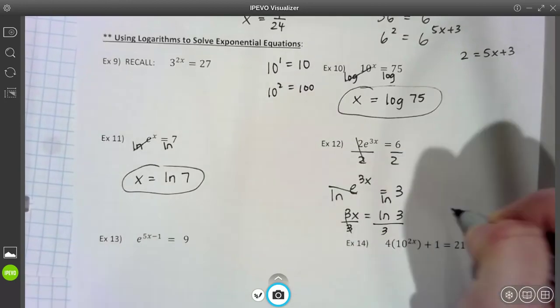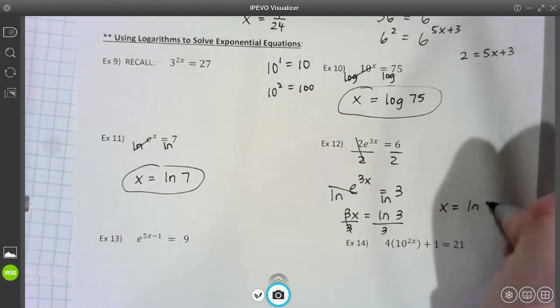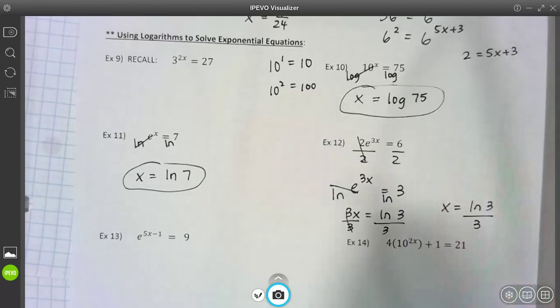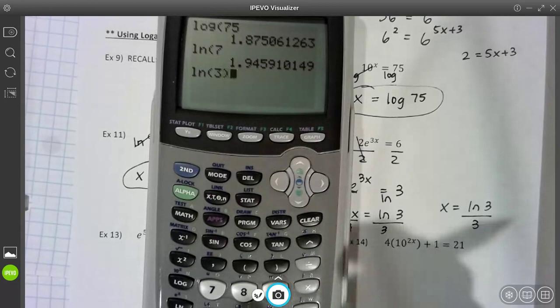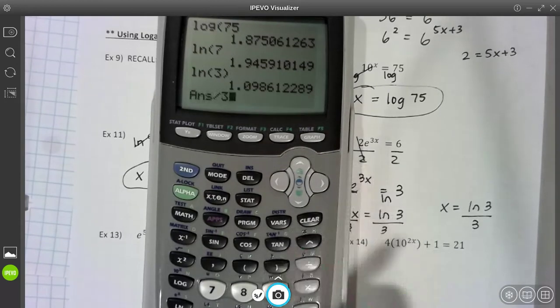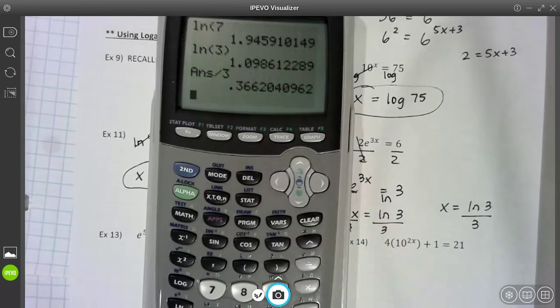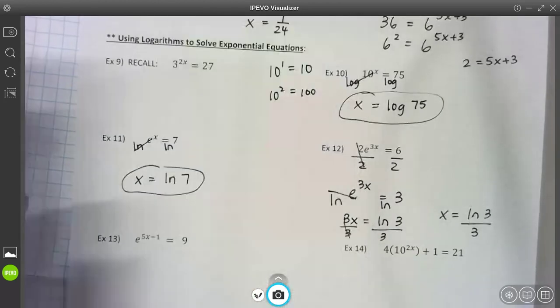So x ends up equaling whatever the natural log of 3 divided by 3 is. And it's just an ugly decimal. The natural log of 3, enter, divide that by 3, and it's about 0.36620400962. It's just ugly. These are ugly answers.